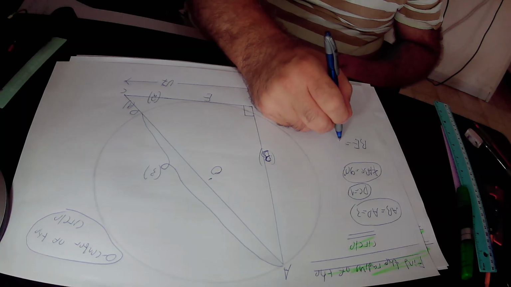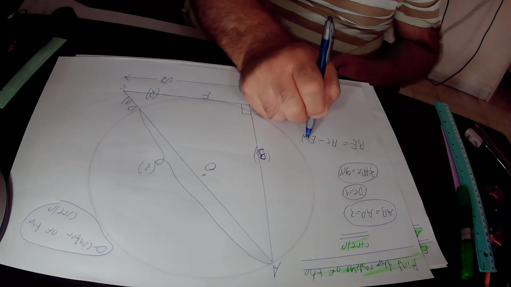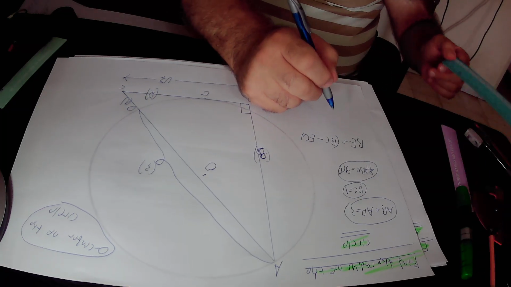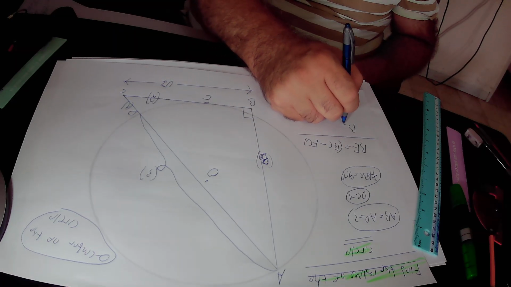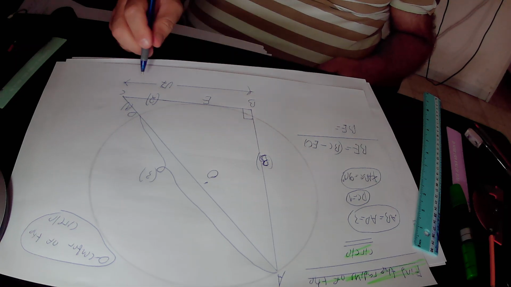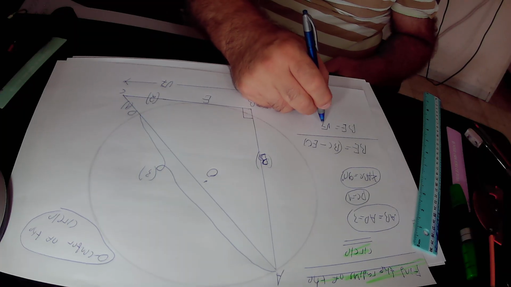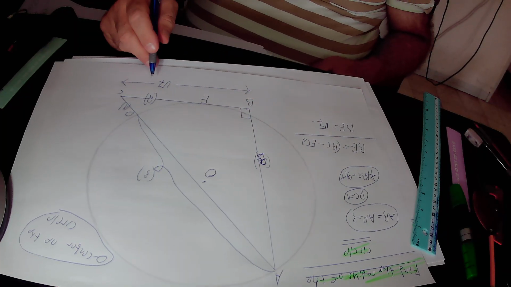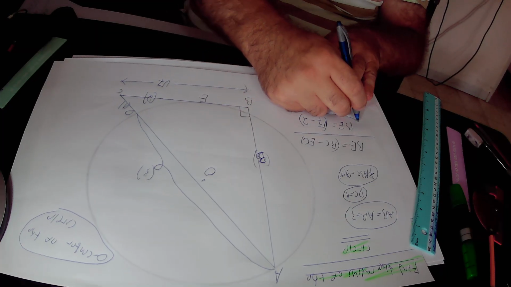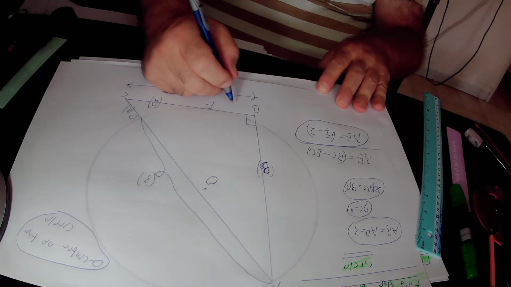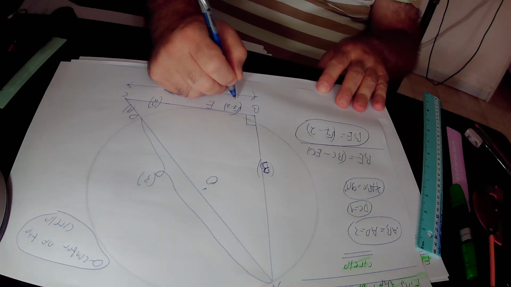equals BC minus EC. So BE equals BC, which is the square root of 7 units in length, minus EC. EC equals 2 units in length. So in total we found out that BE equals the square root of 7 minus 2 units in length.